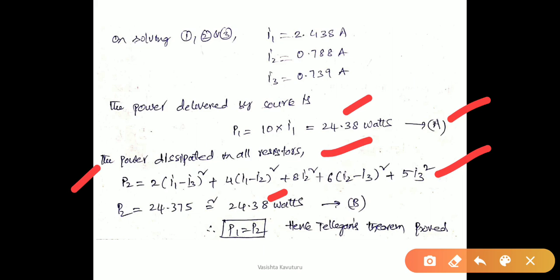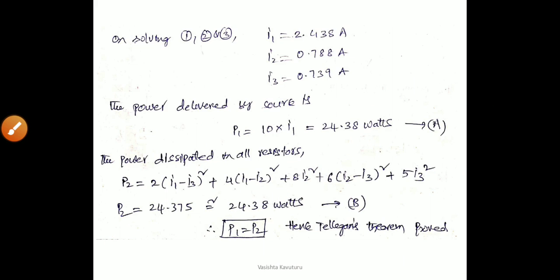Therefore, from equations A and B, P1 is equal to P2. The two powers are equal. That is, the power delivered by the source is equal to the power dissipated in all the resistors in the given network. Hence, Tellegen's theorem is proved.